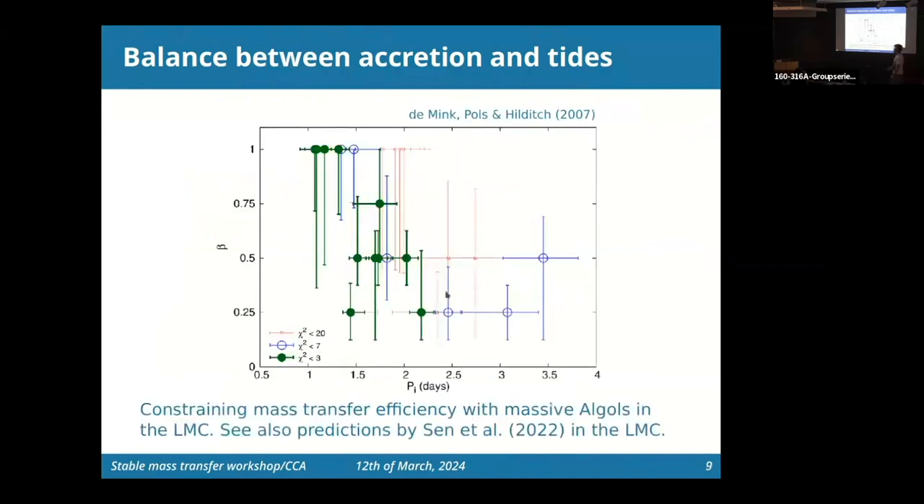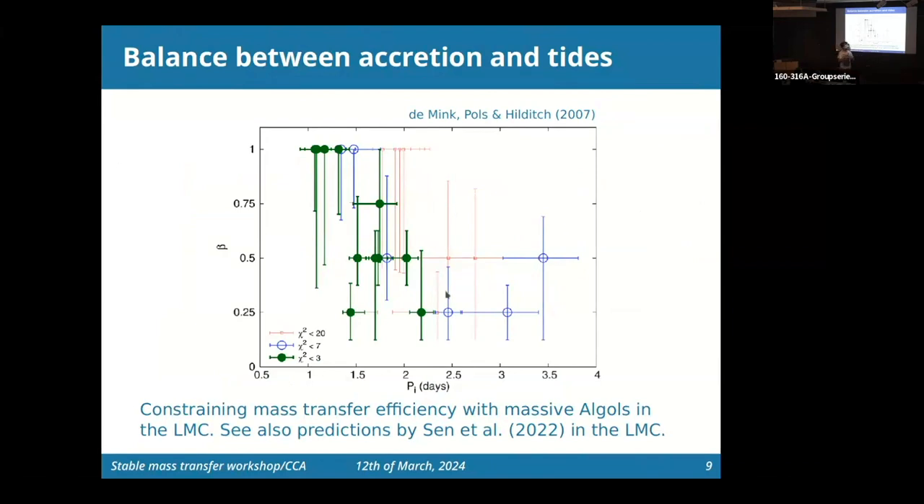Okay, so this might match some previous work. We have in here some work with Algol systems done by Selma de Mink about 15 years ago. This was not using this rotation model, but rather calculating a bunch of tracks, also varying the efficiency of mass transfer as another free parameter, and then trying to find the best fit to some of these observed systems. And what she was finding is that if you go to longer period systems, it seems to indicate that this efficiency needs to be lower to match these objects.